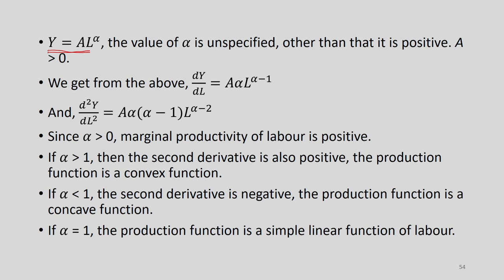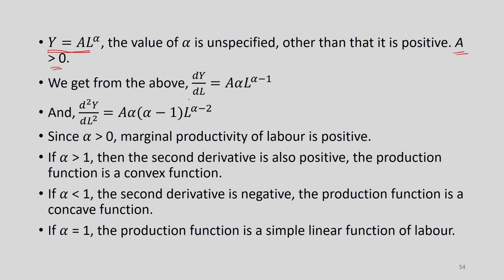Now, L to the power alpha is the labor term and we are multiplying that with a parameter capital A. What do we know about capital A? Capital A is another constant like alpha, but we do not know its value. For A at least we can say that A is greater than 0. We cannot say more than that. So, that is the general form of the production function that one can consider.